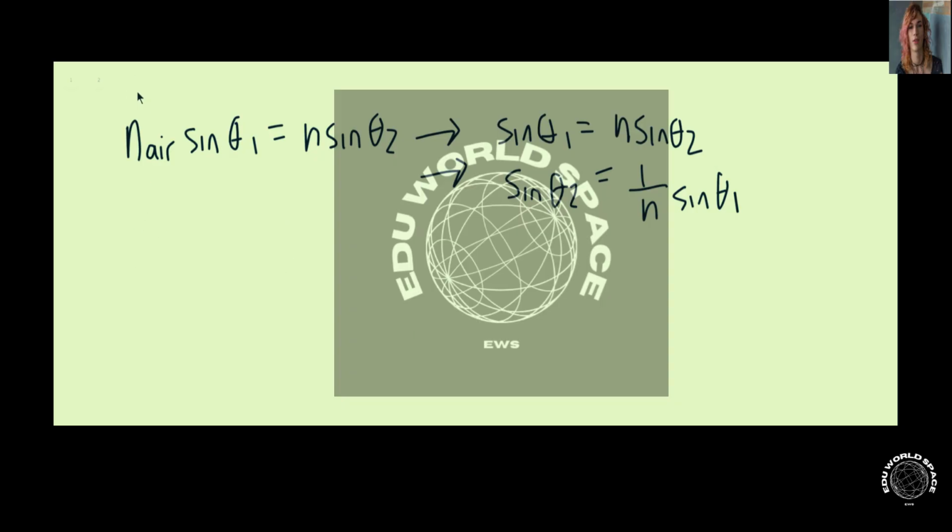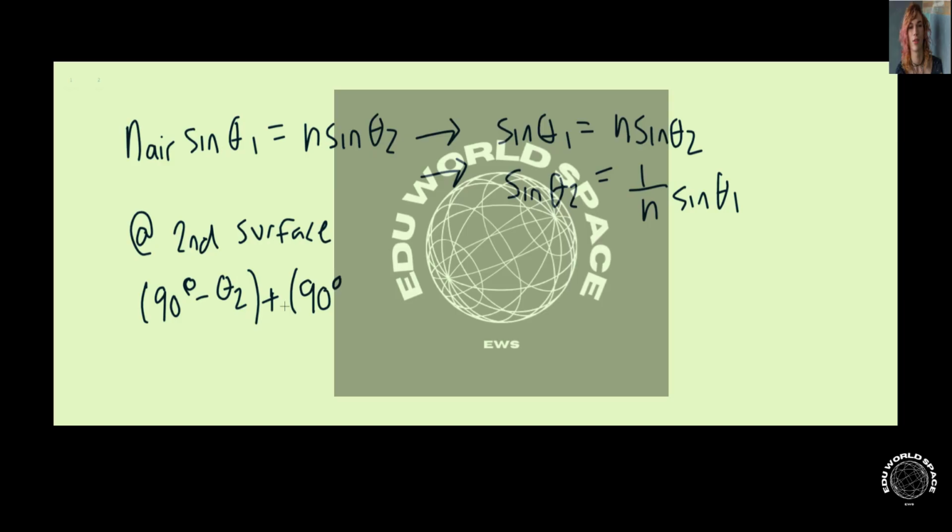Now at the second surface, we should write this at second surface, just so we're clear what we're talking about. The angle of incidence is going to be 90 degrees minus theta 2. Just need to justify that to yourself, why that's the case. And then we also add plus 90 degrees minus theta 3 plus the third angle, the angle of the prism, A. These all have to add up to 180 degrees.